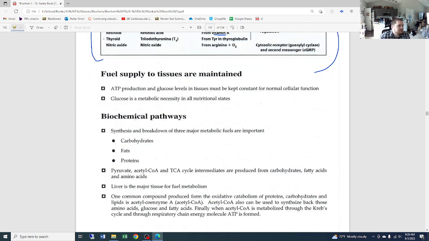Fuel supply to tissues is maintained. ATP production and glucose levels in tissue must be kept constant for normal cellular function.